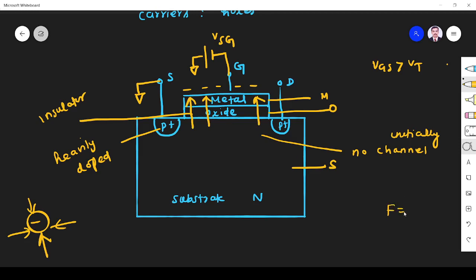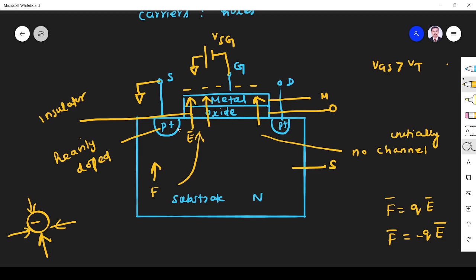For electrons and holes, the relationship between force and field is given by, this is for positive charge, this is for negative charge. So for a negative charge carrier, force and electric field are opposite. For a positive charge carrier, force and electric field are in the same direction. Since the electric field is in this direction, the force for positive charge will also be in this direction. So the n-type substrate has only positive charge carriers as minority carriers. So what will happen? These carriers are pushed towards this region, the region between the source and the drain.